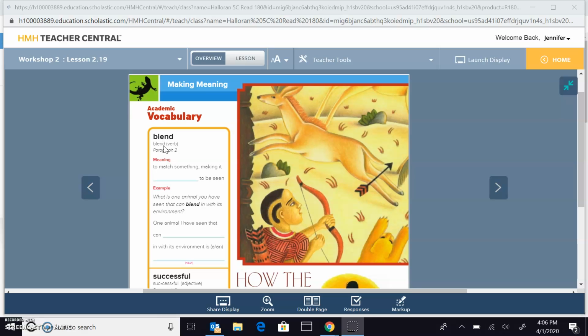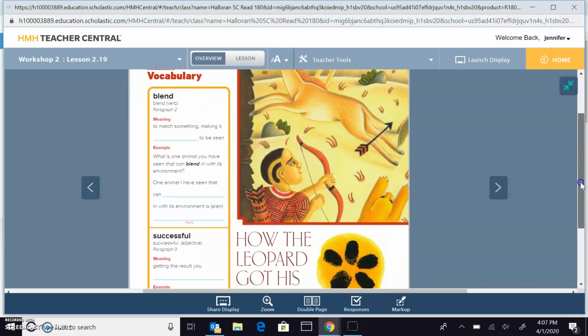And that word means to match something, making it hard to be seen. And the example that they give underneath is, what is one animal you have seen that can blend in with its environment? And then the follow-up where you would fill in the blank is, one animal that I have seen that can blank with its environment is blank. So when you do your follow-up assignment today, you'll answer that question there. So I'll retype it for you, and then you can fill in the blank.